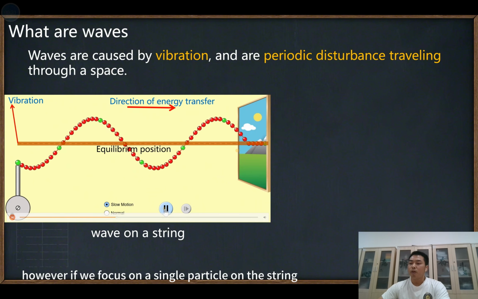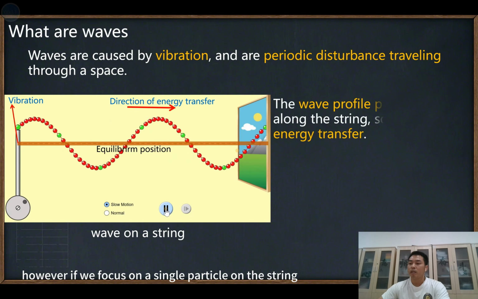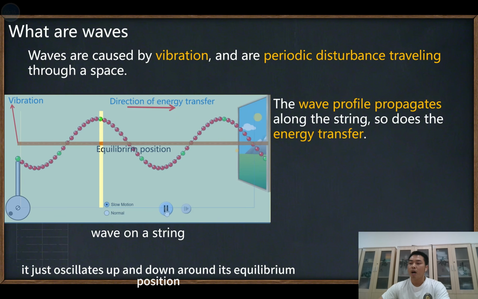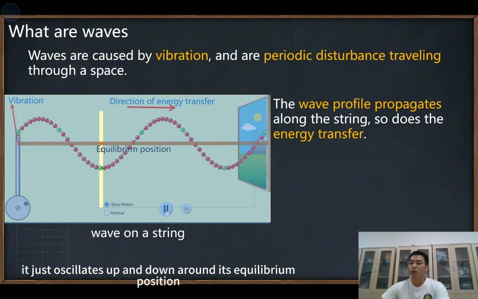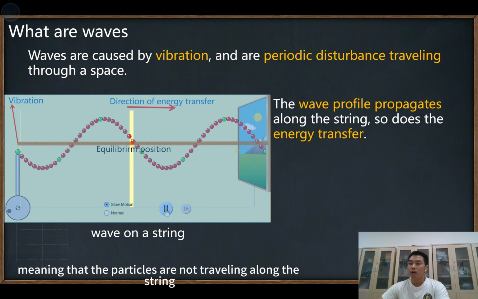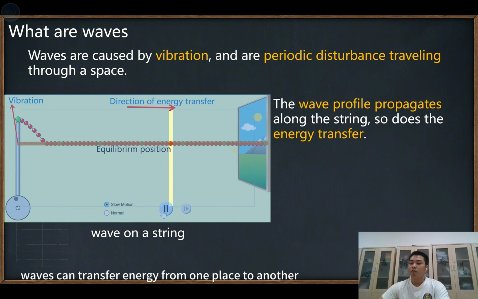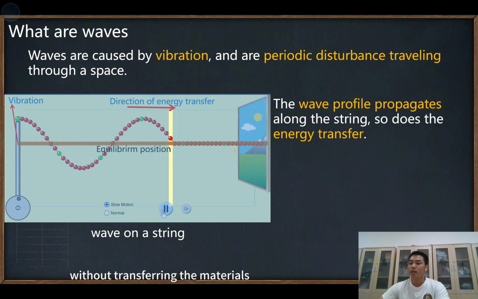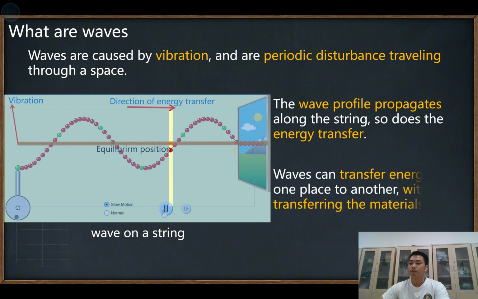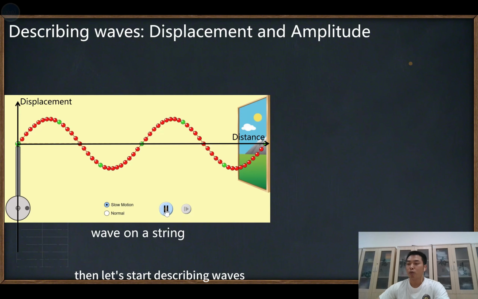However, if we focus on a single particle on the string, it just oscillates up and down around its equilibrium position, meaning that the particles are not traveling along the string. This shows us that waves can transfer energy from one place to another without transferring the materials. Then let's start describing waves using two important quantities, displacement and amplitude.